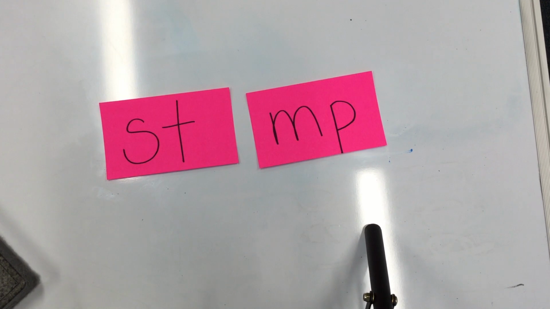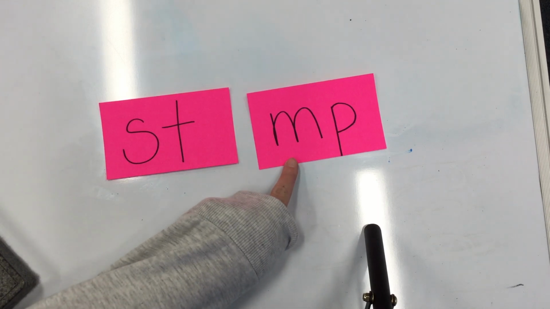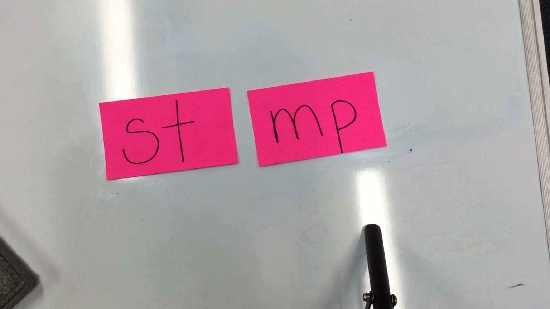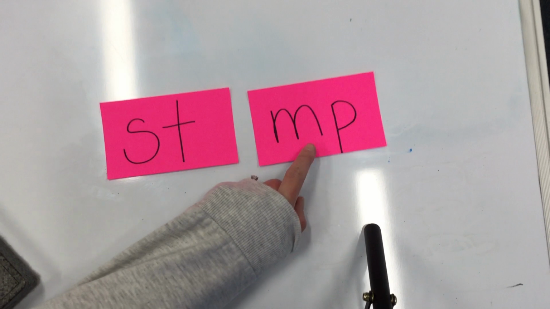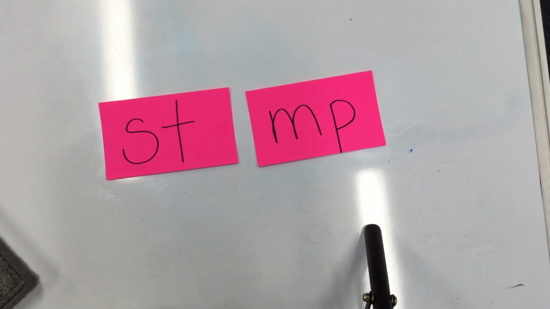Lump. What do you hear at the end of the word lump? MP. MP's at the end of the word lump. All right, last word. Dump. What do you hear at the end of the word dump? I hear MP. So it's MP.